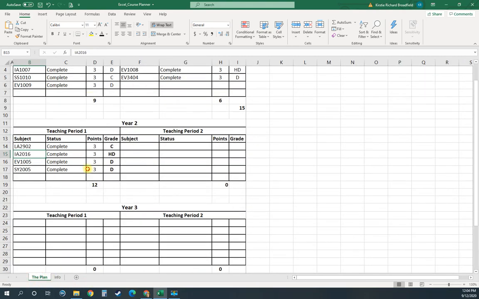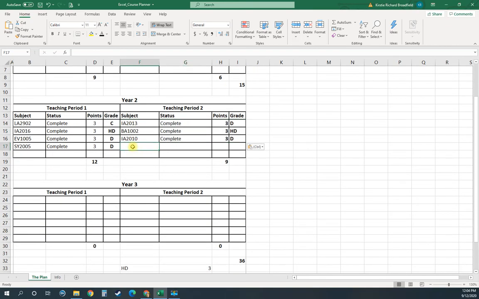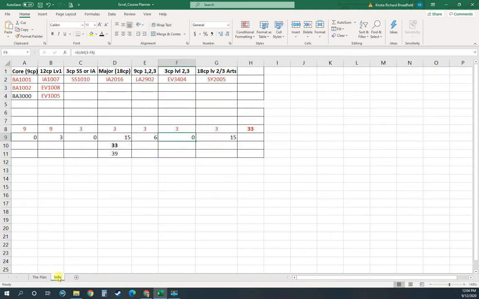So again, we go back to our plan and we go, okay, what am I going to put into semester 2? Semester 2, here I did 3 subjects, and then I started doing my core. So I can put in IA 2013 there. We've got our core in here.